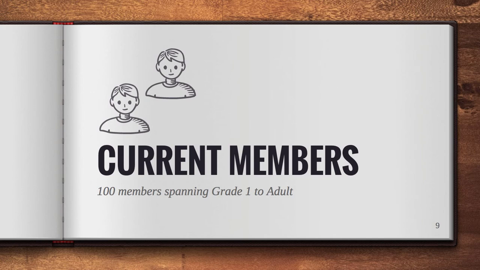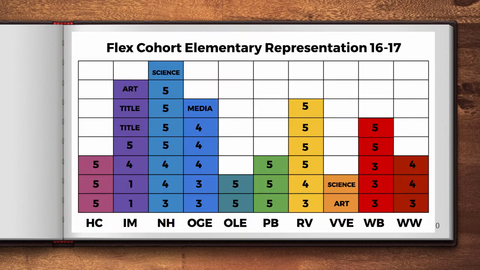Currently, we have 100 members in the cohort spanning from grade 1 all the way up to adult. This is a breakdown by elementary, so it shows you how many members from each elementary school and from what grades.